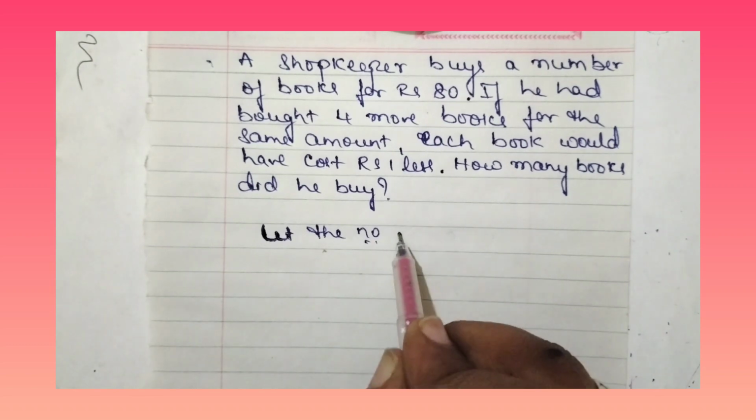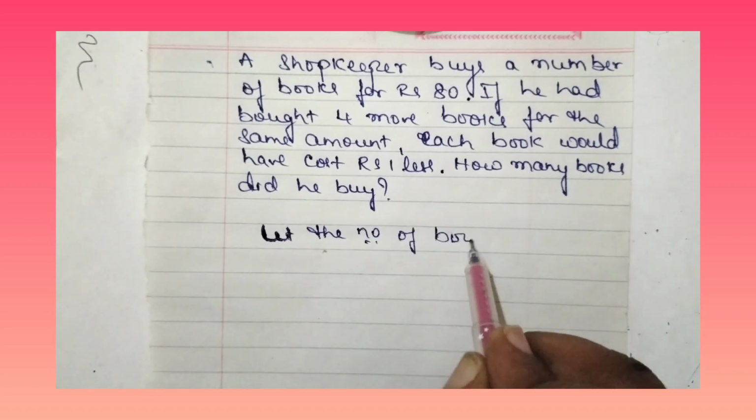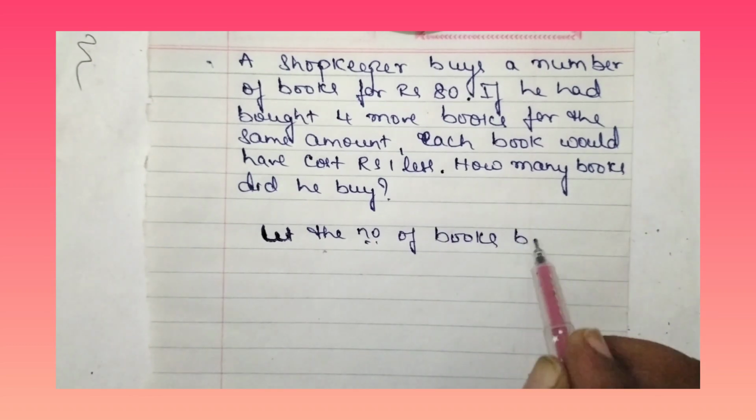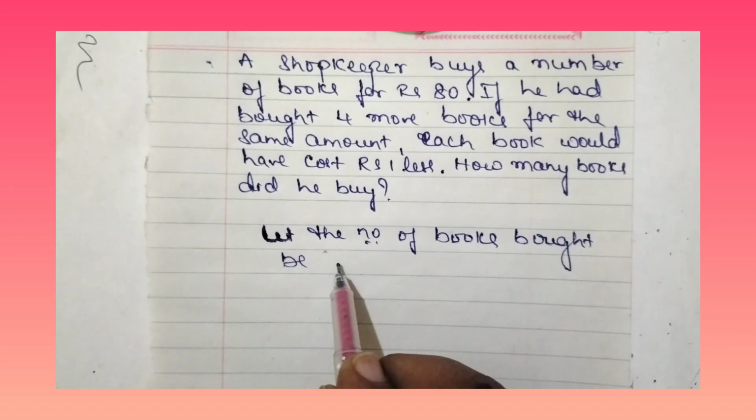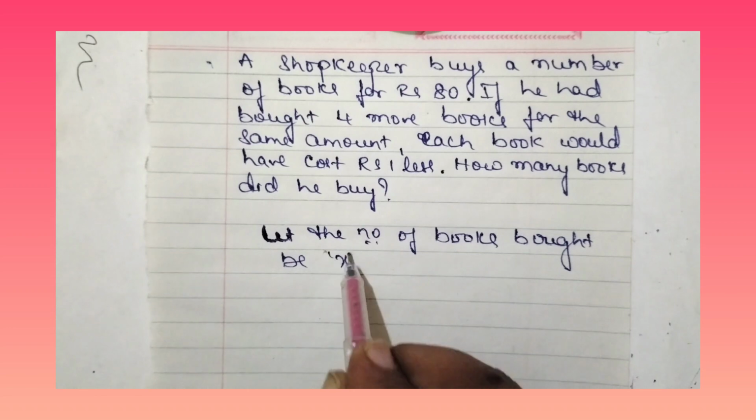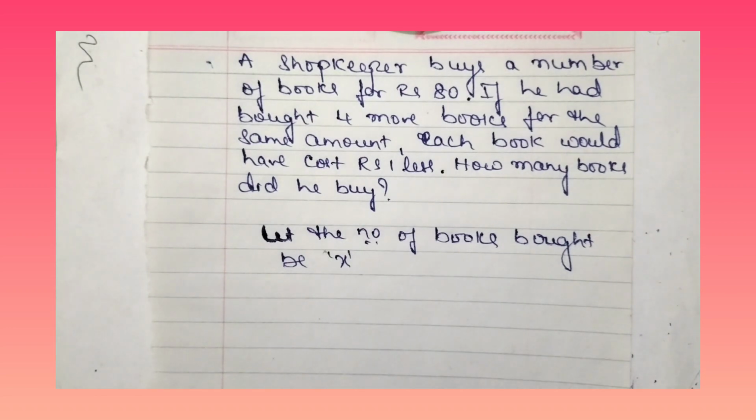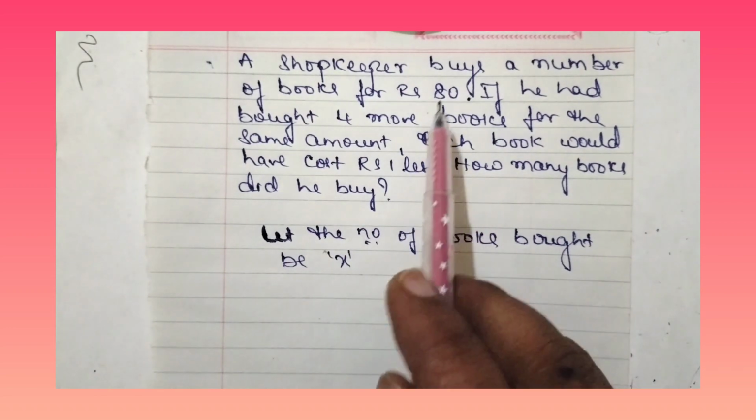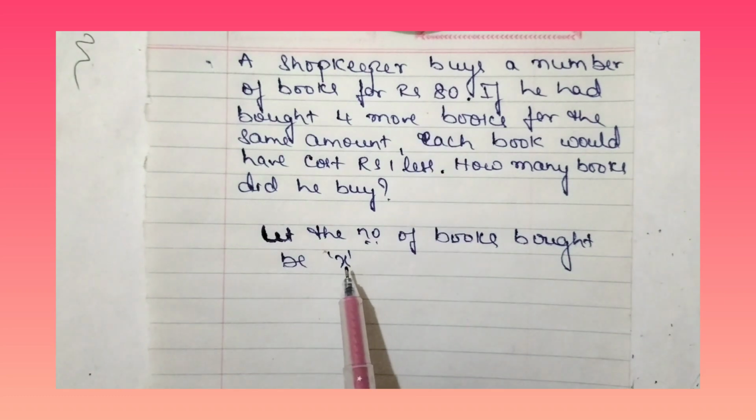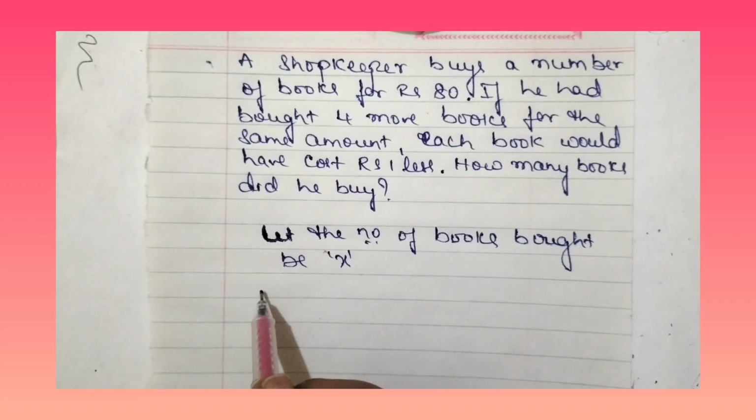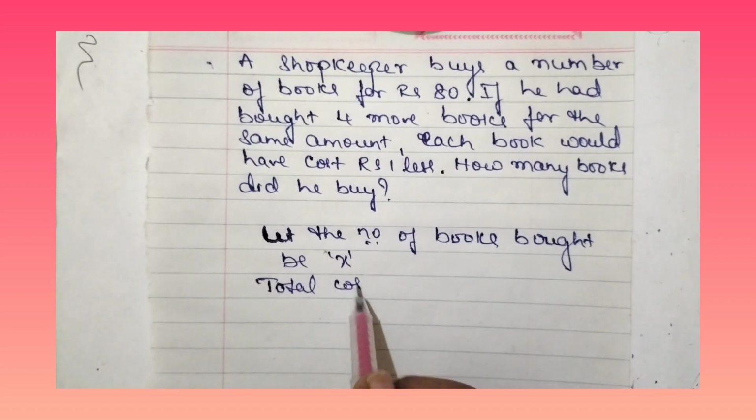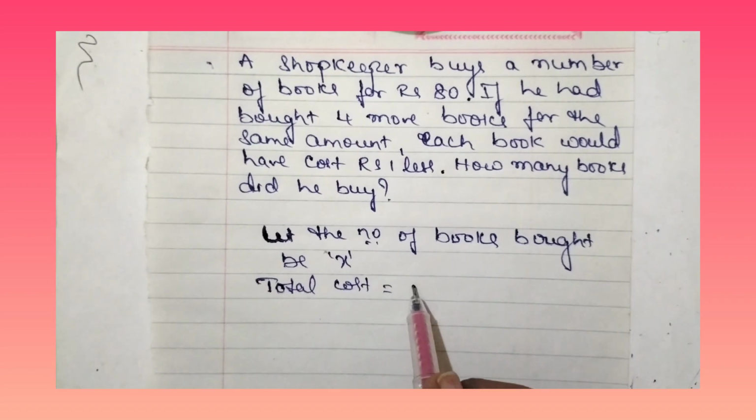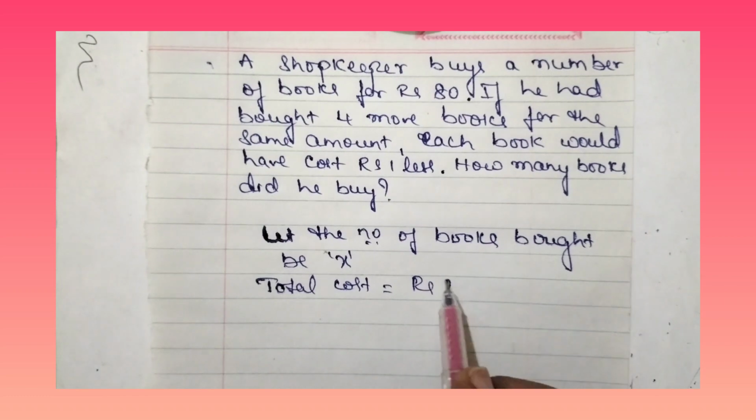let the number of books bought be x. So x number of books has been bought. So total cost for x number of books is 80. So total cost is equal to rupees 80.